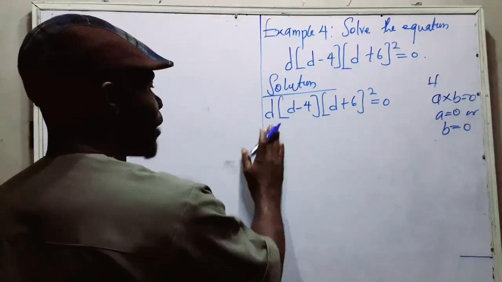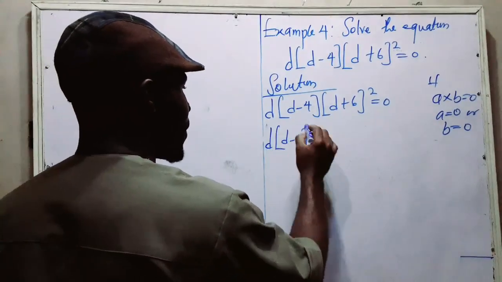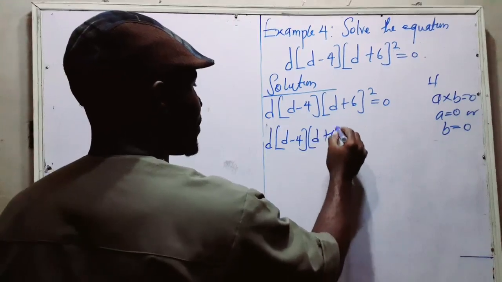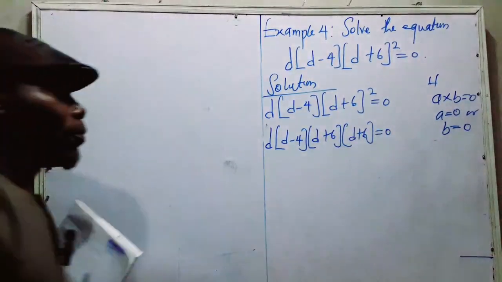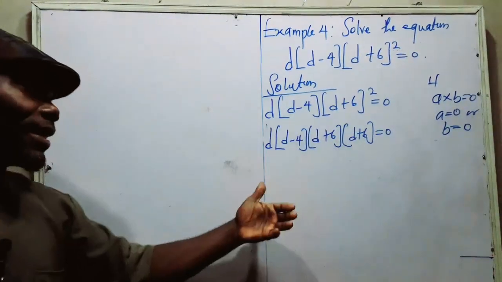Let's even start before having d equal to 0. Let's rewrite to have d times (d minus 4) times (d plus 6) squared. Let's expand it: d times (d minus 4) times (d plus 6) squared is equal to 0. So we are able to split it in a simpler way.